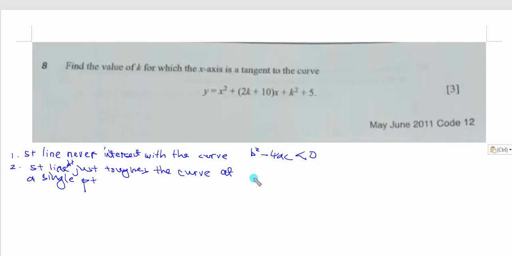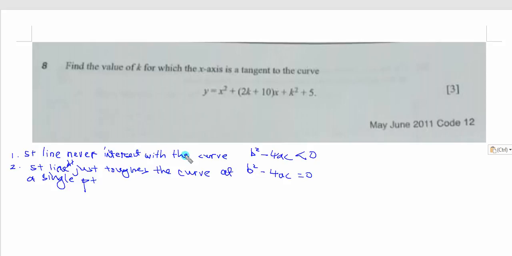Okay, or sometimes it could be two values. That means the straight line can touch the curve at 2 points. Okay, touch means when k changes, then the gradient of the straight line can change. Okay, so in this case it is actually b square must equal to 4ac, or in other words b square minus 4ac is equal to 0.